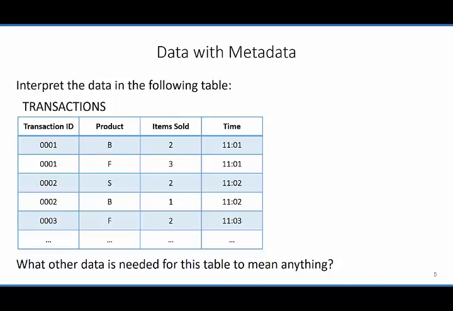We need a little bit more information, so metadata would help us get that information to be able to make a better decision. So if I give you this metadata, saying the product codes of B stands for burger, F stands for fries, and S stands for soda, now we have a better understanding that maybe this is a McDonald's joint or some other franchise.